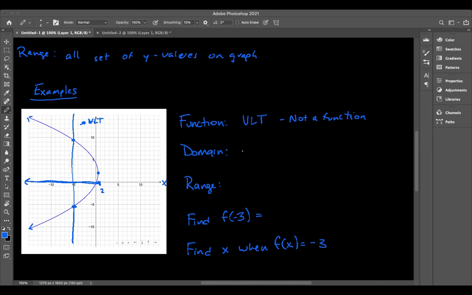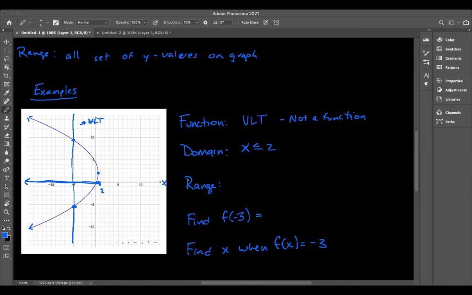So what we could say is that x is always going to be less than or equal to 2, and that would be the domain. Anything that's less than or equal to 2 would be part of the domain. All right, now let's look at the range here.